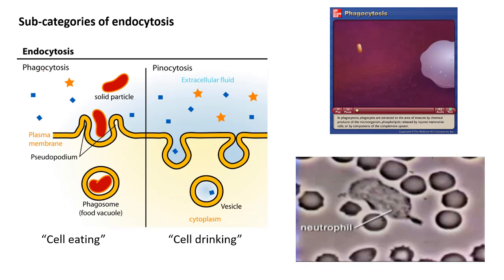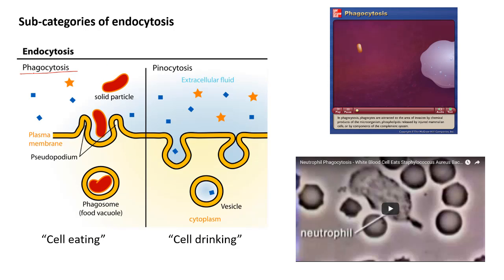There are some subcategories for endocytosis as well. There's lots of words in this slide that you're going to have to learn. I'm sorry about that. There's phagocytosis, which is cell eating, which we've got down here. So why did I write it? I don't know.